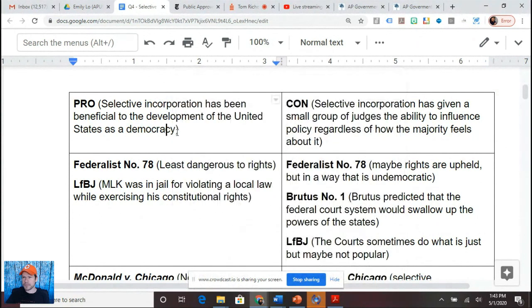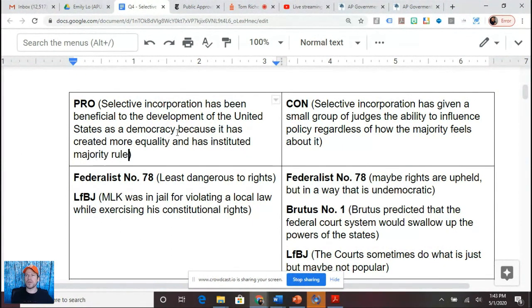Okay, because it has supplemented majority rule, right? So it has created more equality and instituted majority rule or something like that. Now, I'm not really going to get into the thesis making yet. I've got some theses as I scroll down. But when we're thinking about this, it has been beneficial to the development of the United States as a democracy. Now, Federalist number 78, least dangerous.